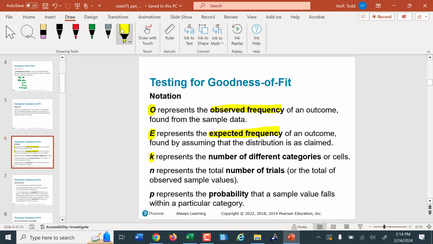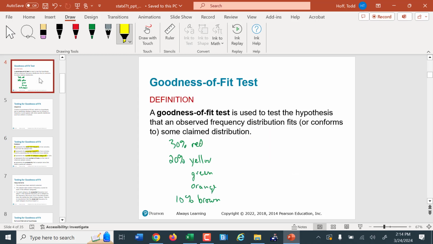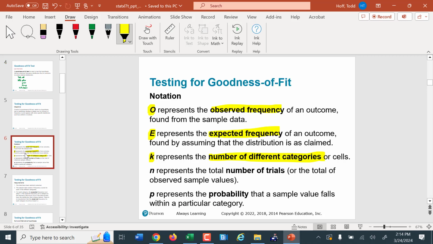K is the number of different categories. So here we had 5 different colors. K would equal 5. There's 5 different categories. N is the total number of trials. So that would be the total number of M&Ms that we counted up for the colors. And P is going to represent the probability of each item falling within a different category. So if we select a random M&M, 0.3 or 30% is going to be the probability that it's red. 0.2 or 20% probability that it's yellow. So those are p, or probability, for each different category, for each color.